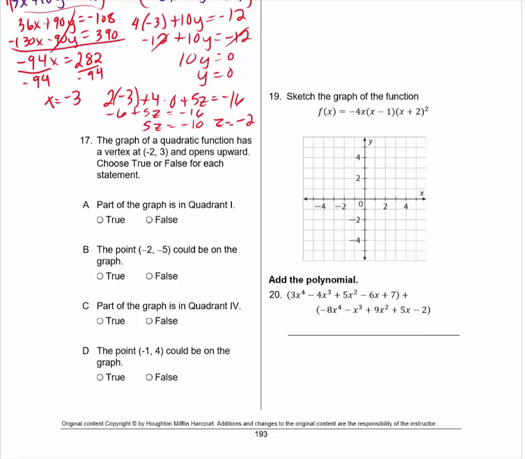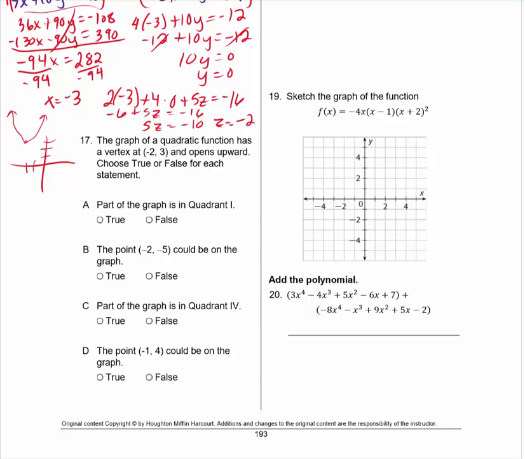17. The graph of a quadratic function has a vertex at negative 2 comma 3 and opens upward. Choose true or false for each statement. So a quadratic function is a parabola. And so all we really know about it right now is its vertex is at negative 2, 3, which is here, and it opens upward. We don't know if it's vertically stretched or horizontally shrunk. Like we know that it's shifted, and we know it's not reflected, but we don't know how fast it's going up.